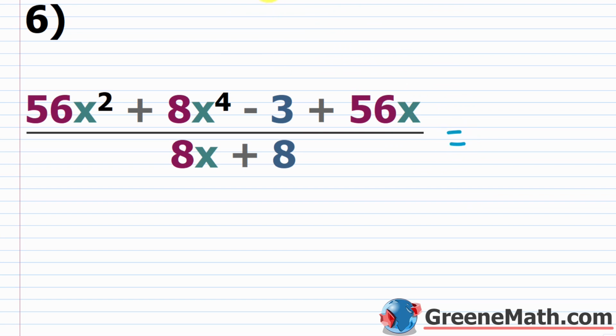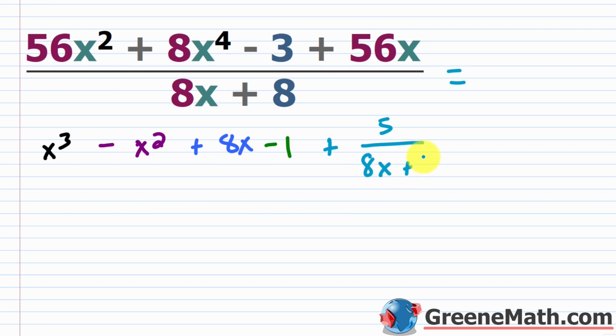So let me put equals, and I'll paste this in. So let's put this over here, and then I'll put plus my 5, which was the remainder, over this divisor here, which is 8x plus 8. So we have x cubed minus x squared plus 8x minus 1, plus you have 5 over 8x plus 8.